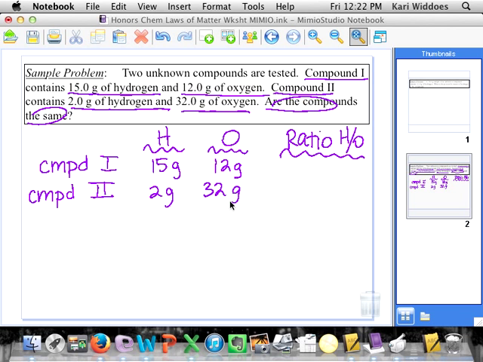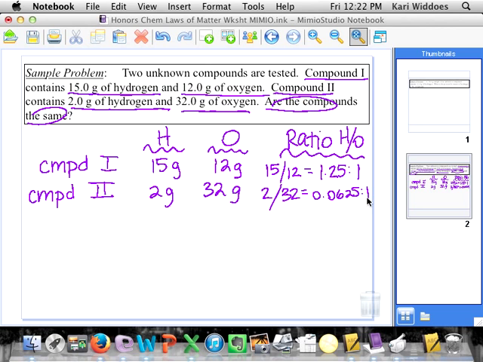So now what do I do to compare them? Divide. So I said H into O. So I'm going to do 15 divided by 12. And you're going to get 1.25 to 1. And 2 into 32. And you're going to get 0.0625 to 1. Those ones don't matter because it's kind of like a standard or a base.